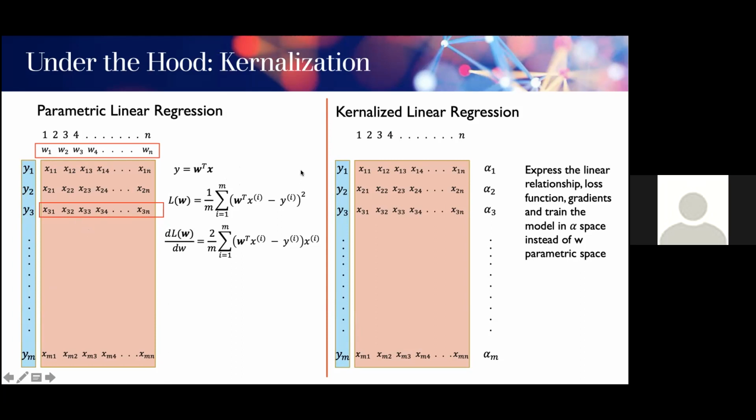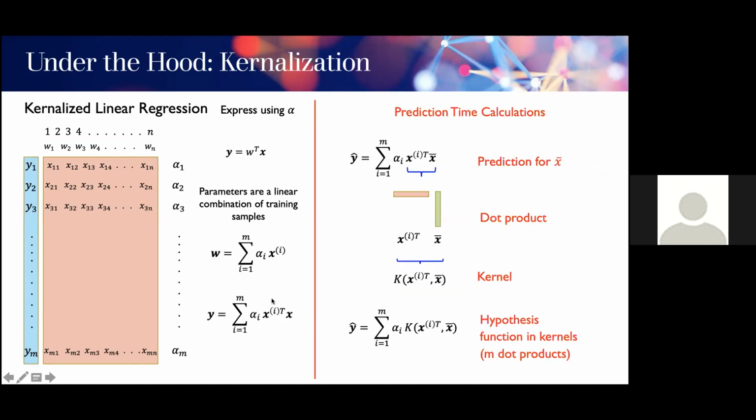But what kernelization does is it tries to get rid of W's. And so you can express your linear regression not as a function of W's, but just as a function of these weights alpha i. At a very high level, kernelization is nothing but getting rid of your parameters and just using weights on your training sets.